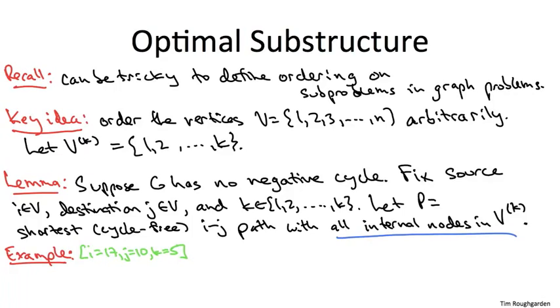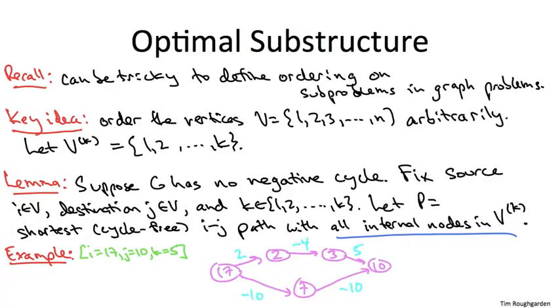Consider the following graph. Imagine this is a little piece of some much bigger graph. Now, I hope it's clear what the shortest path is between 17 and 10. It's the bottom 2-hop path. That path has total length minus 20.